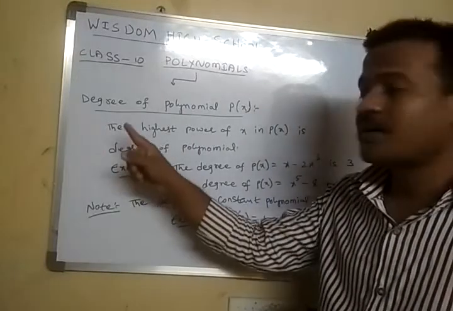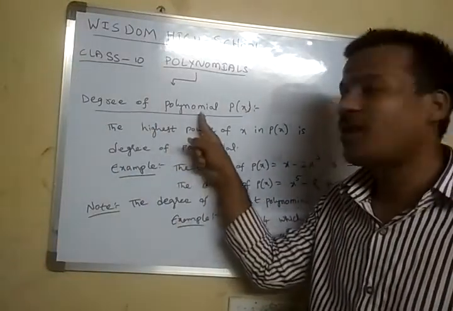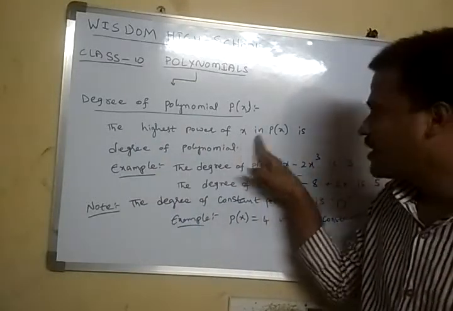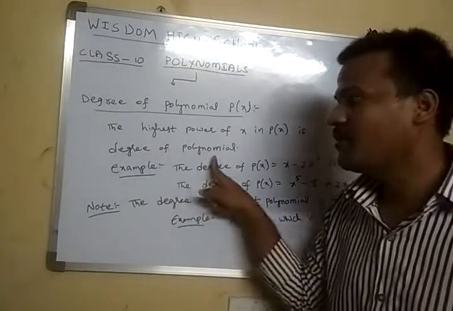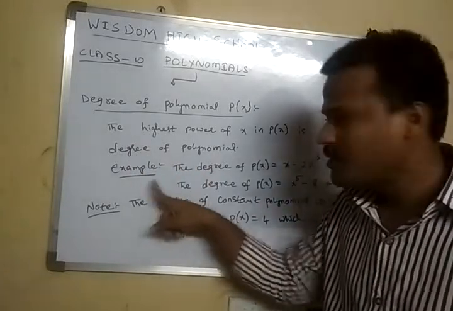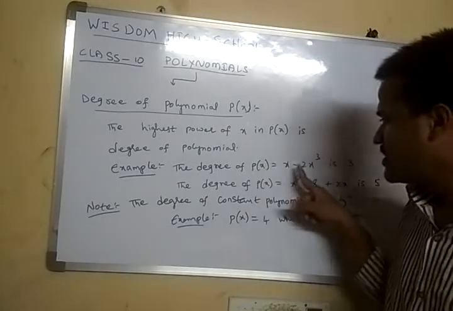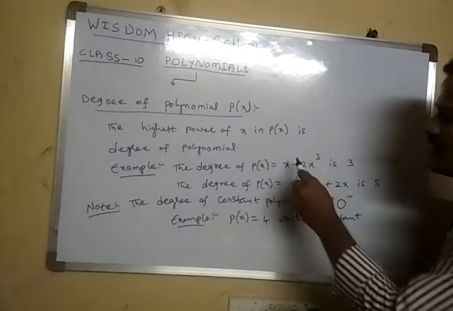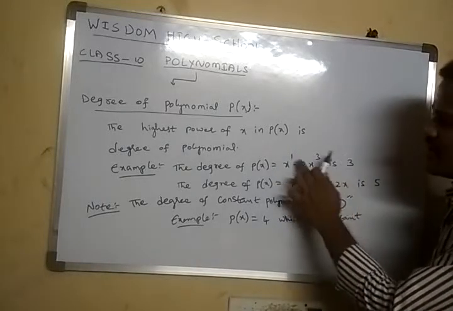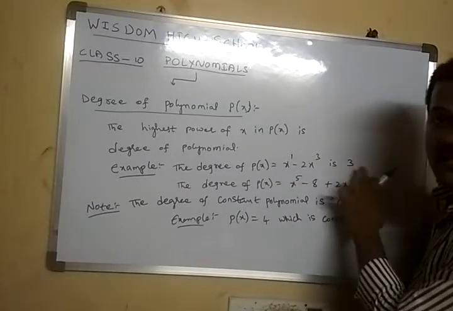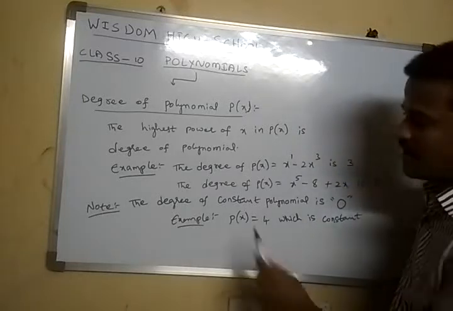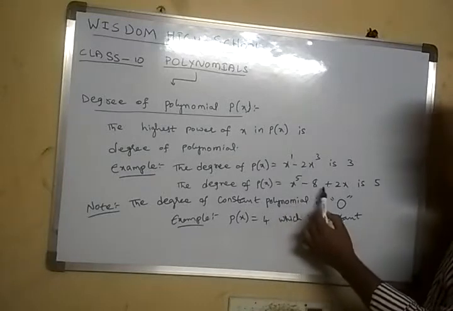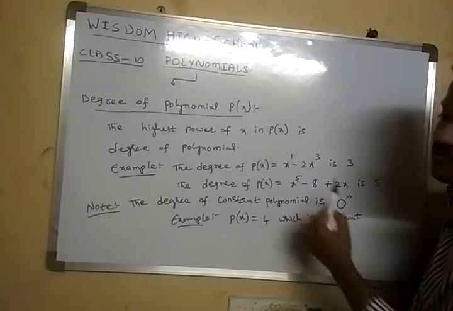Now I am explaining about the degree of polynomial p of x. The highest power of x in p of x is called the degree of the polynomial. For example, the degree of p of x equal to x minus 2x cube is 3. Here the power of x is 1 and here the power of x is 3. The highest among these is 3, so the degree of the polynomial is 3. And the degree of polynomial p of x equal to x power 5 minus 8 plus 2x is 5. Here the highest power is 5.